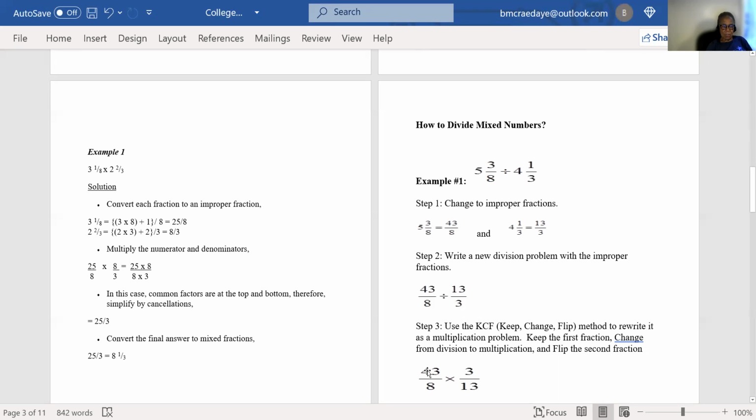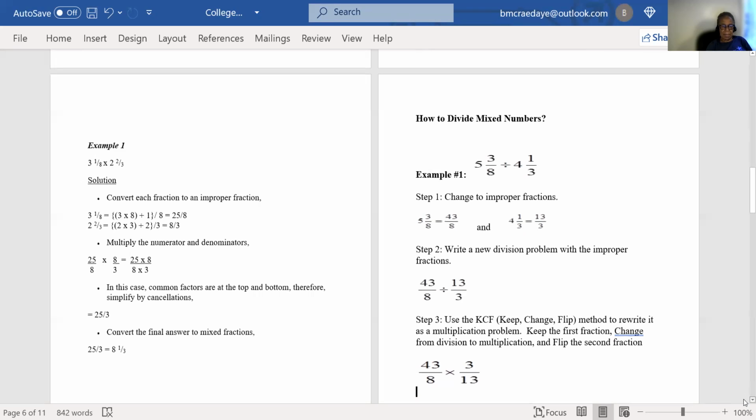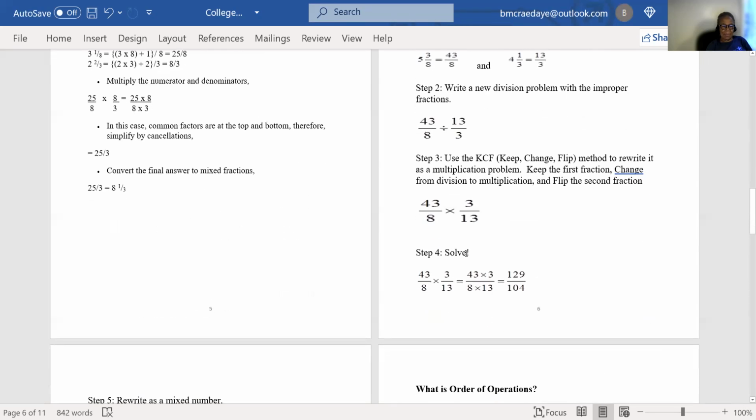So the first one you kept the same, 43 over 8. The division became multiplication, and you flip this divisor, so this becomes 3 over 13. Then you multiply numerators, multiply denominators: 3 times 43 over 8 times 13.